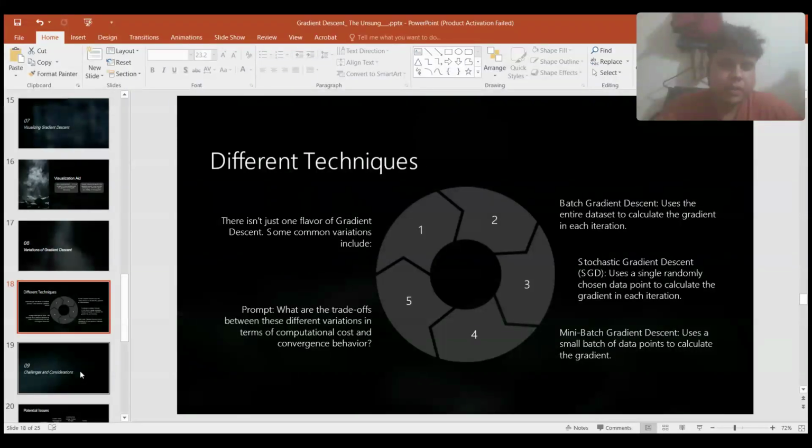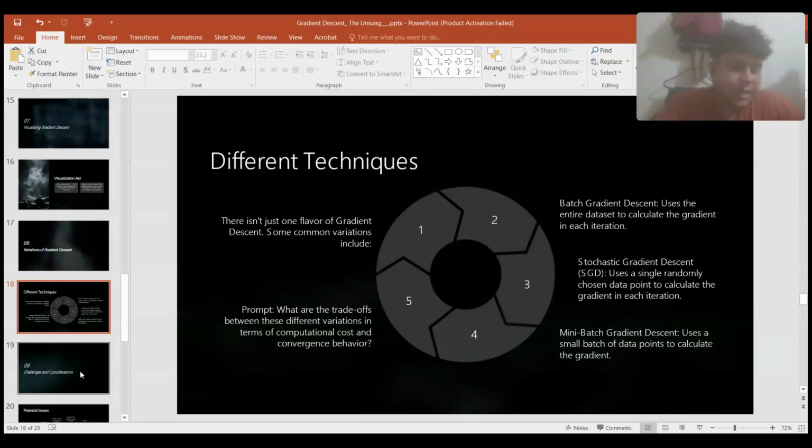So if you are following that, we now have another question for the audience: what are the trade-offs between the different variations in terms of computational cost and convergence variance? We have discussed three different techniques in gradient descent. What are the trade-offs between them?